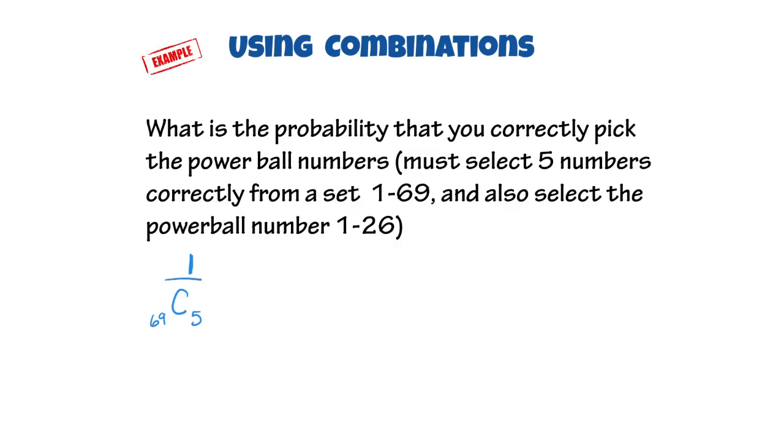But I don't just have to do this, I also have to do it for the Powerball. So there's still only one successful Powerball. It's going to be combinations of 26 numbers, and I have to pick one. Okay, that's how you do it.